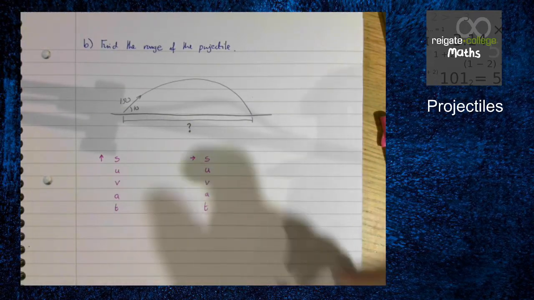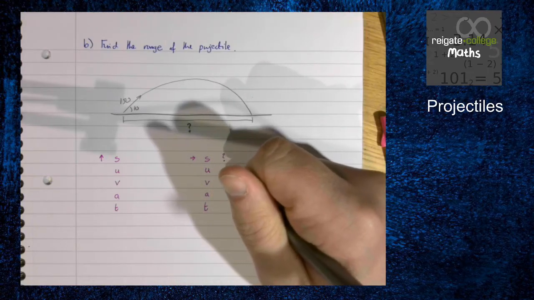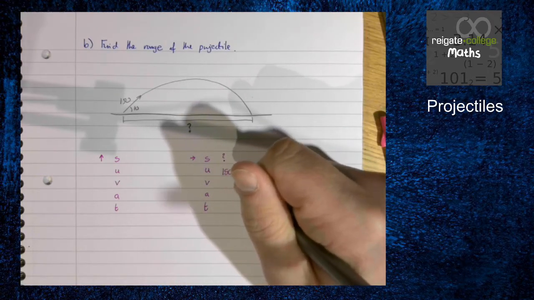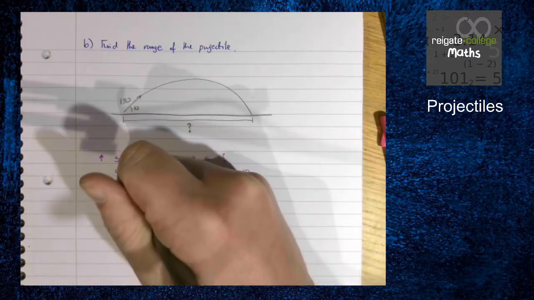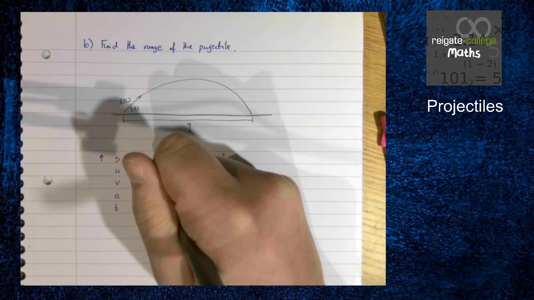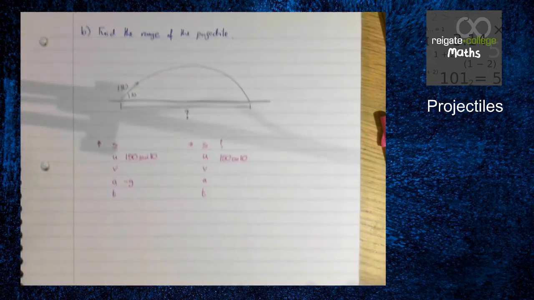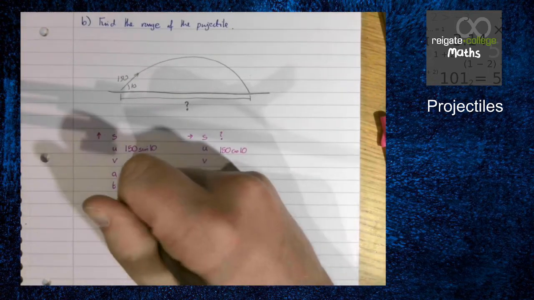Because this is the range. This is the thing we are trying to find. We know the initial velocity horizontally is 150 cos 10, and the initial velocity vertically is 150 sine 10. We've said that already. The problem is, if we're just doing this question as is, we don't know the time. We need to work that out.